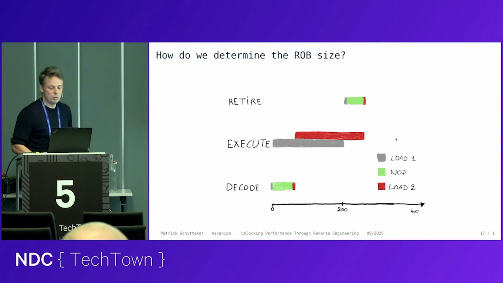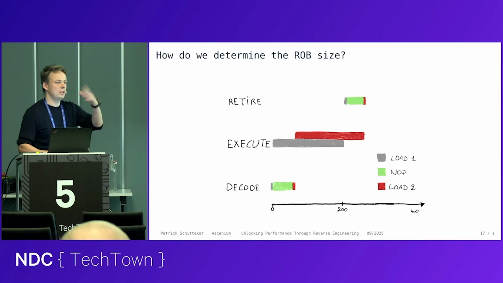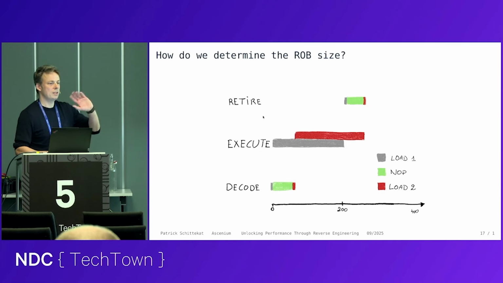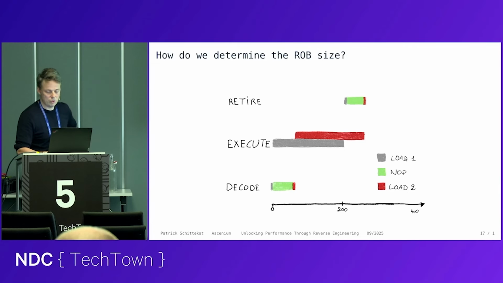Okay, so we have this. These are the steps: first decode, execute, retire. Retire, you don't need to think about. We assume now nothing is speculative, everything is correct. So you have a load, the long latency loads are gray, you have nops that are green, and the second, independent load is red.